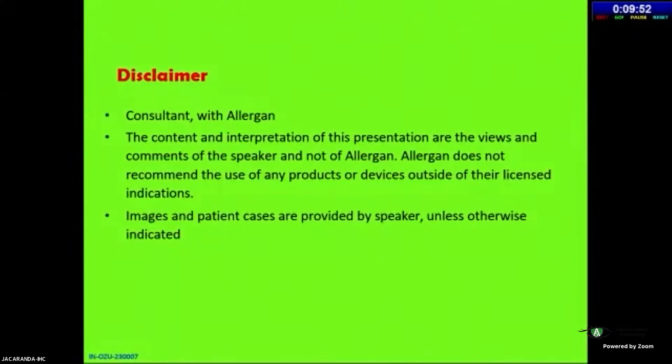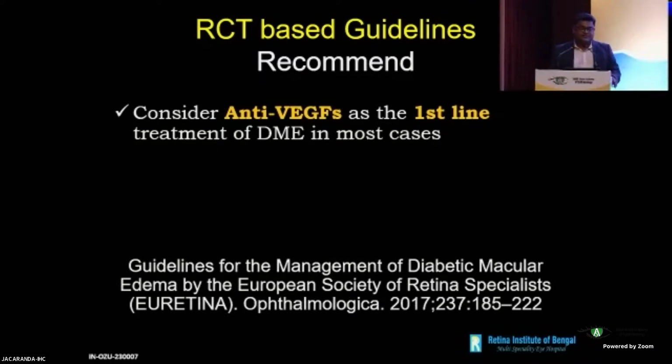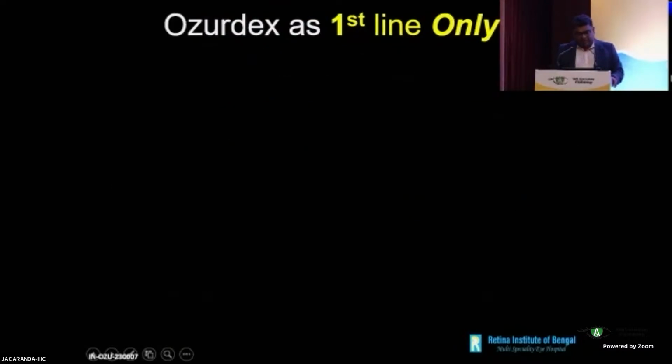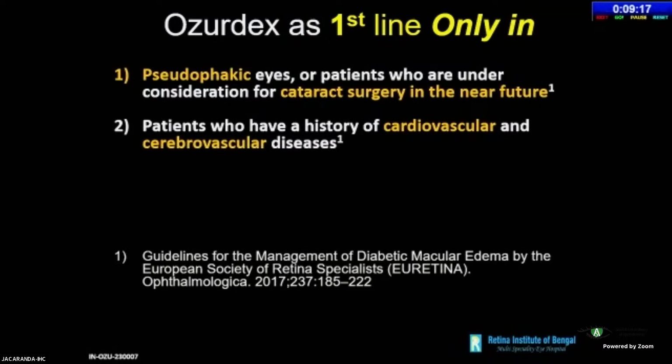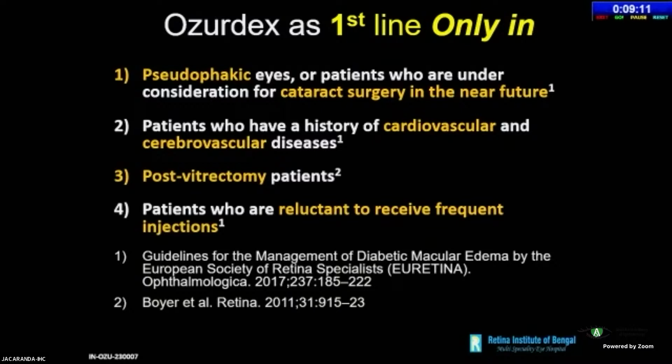These are my disclaimers. As sir has correctly said, and as the discussion so far tells us, most guidelines which are primarily based on RCTs are very clear that we should always consider anti-VEGF as the first line of therapy, and consider Ozurdex only when we don't get enough result or poor response after at least 3 to 6 injections of anti-VEGF. So Ozurdex as a first line is considered in very few selected indications, like pseudophakic patients or patients with DME who are going to undergo cataract surgery soon, patients who have a recent history of a stroke or acute MI, post-vitrectomy patients, and patients who are reluctant to receive frequent injections.